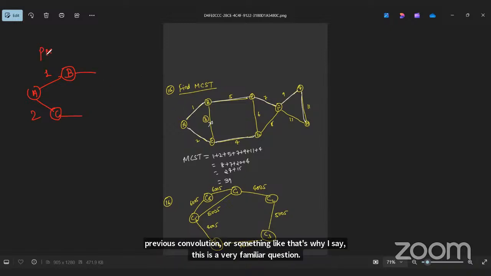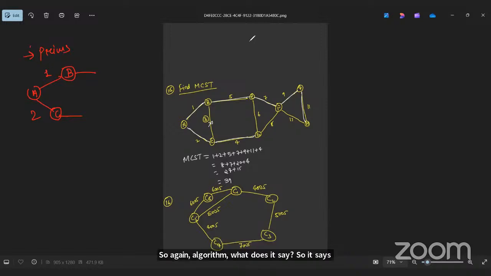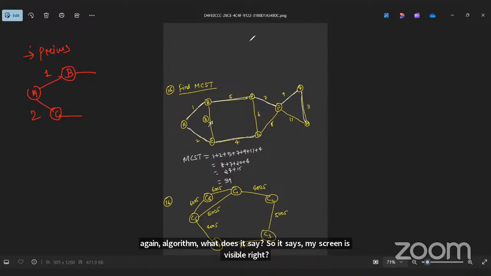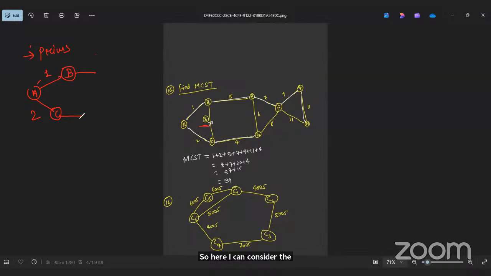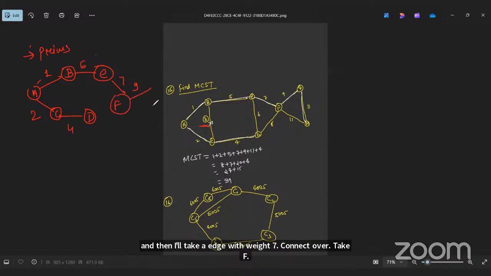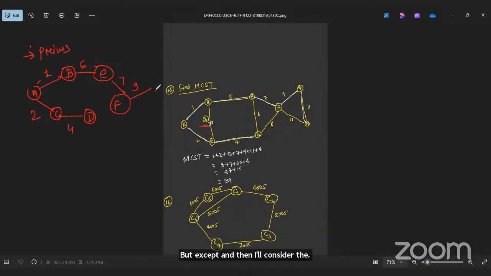So again, Prim's algorithm, what does it say? My screen is visible, right? Yes, ma'am. Prim's algorithm says take the minimum weighted edge and explore your graph. Here I cannot consider the edge with weight 3 because it will create a cycle. So I'll consider the edge with weight 4, connecting vertex D. After that, I'll consider the edge with weight 5, connecting vertex E, then the edge with weight 7, connecting vertex F, and then the edge with weight 9, connecting vertex G.